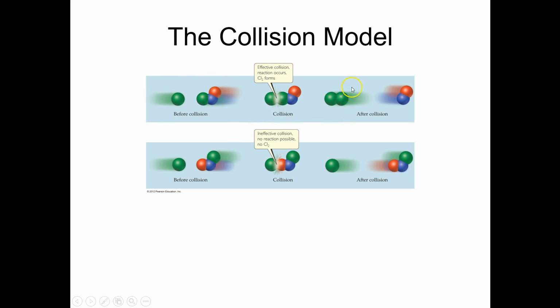Because the products I'm trying to make are Cl2 and NO, the Cl atom that's coming in has to collide with this Cl-NO molecule in the right way so that the two chlorines are bonded to each other and kick out the NO. So this would be a successful collision. This would be an ineffective collision because the chlorine is not colliding with the other chlorine, it's colliding with the oxygen here. They have to collide in the right orientation.